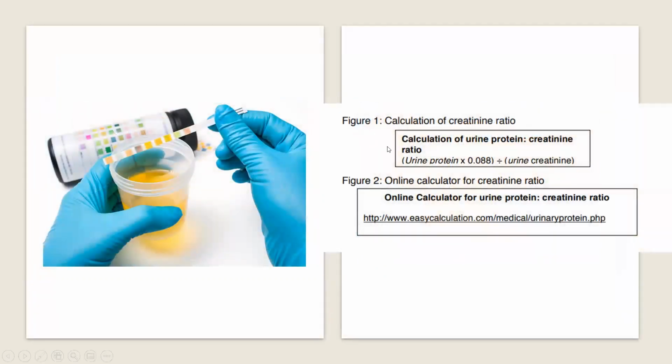And understanding the protein creatinine ratio, here is actually the formula, but you can go to this easy calculator that will let you determine it if your labs are not creating a protein creatinine ratio for you. And this is a diagnostic. This is the gold standard diagnostic to determine if there's protein in the urine.